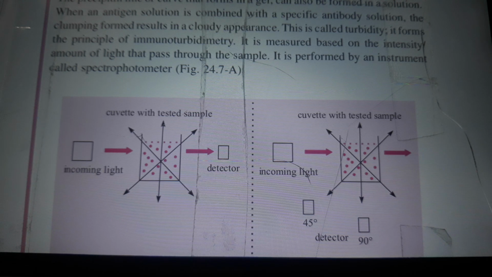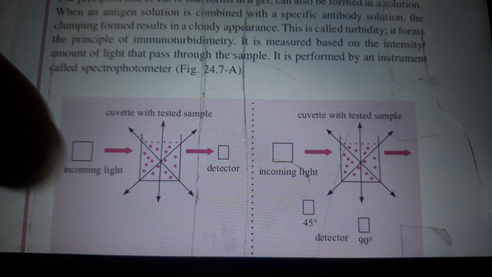It is measured based on the intensity of light that passes through the sample. It is performed by an instrument called a spectrophotometer. It's a diagram. Please take a screenshot.